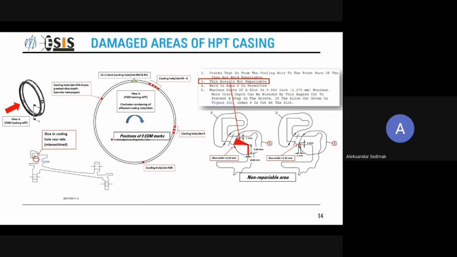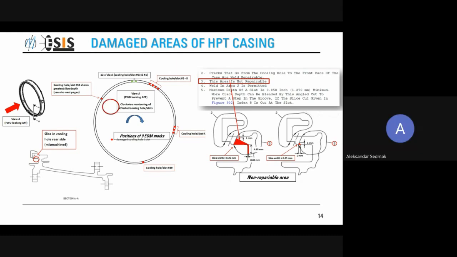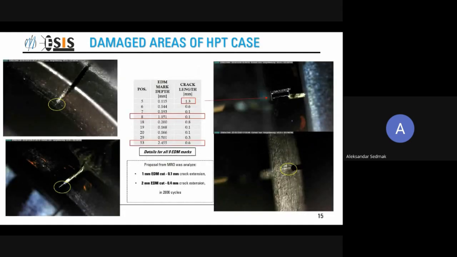Next slide. And it was in a non-repairable area. That's also important. Next one, Francesco, please. You can see some of them here as they were. You can see the list of them and their sizes as they were, just marks.